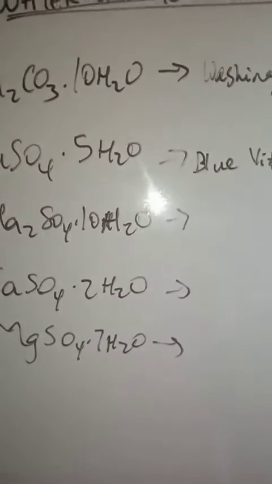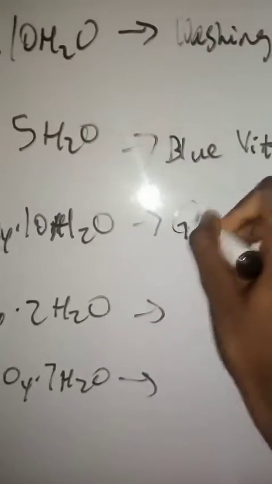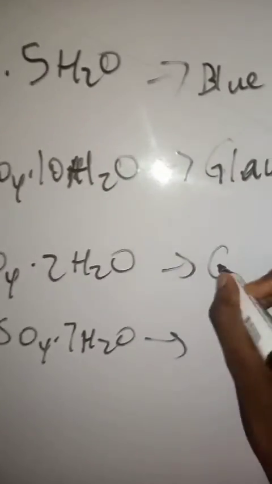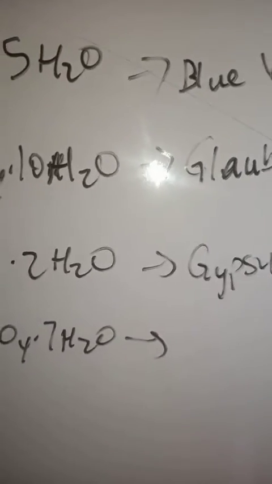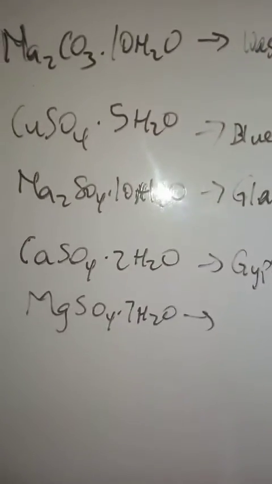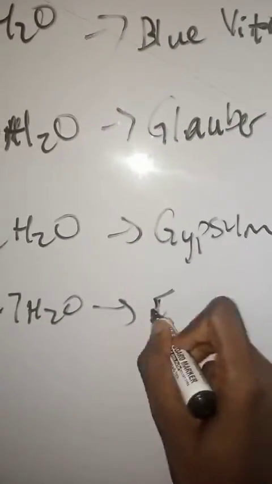Then you have sodium tetraoxosulfate(VI) decahydrate. We call this Glauber's salt. Then you have calcium tetraoxosulfate(VI) dihydrate. That's gypsum. Then you have magnesium tetraoxosulfate(VI) heptahydrate. That's Epsom salt.